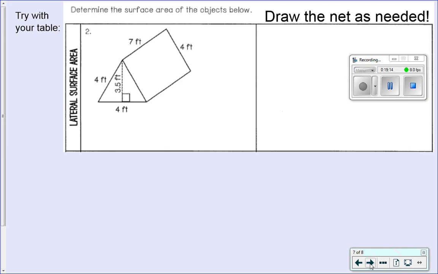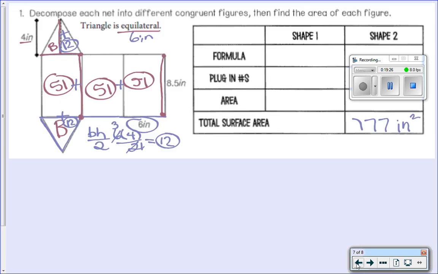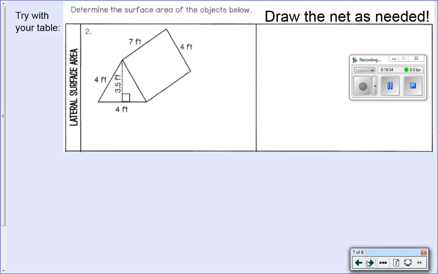Okay, so with your table, I want you to determine the surface area of this one right here, okay? If you need to draw a net, you're more than welcome to. Okay, a triangular prism's net is going to look like this one right here, okay? If you want to copy that one, that's fine. Okay, if you don't need the net, again, that's fine too. Are we good? So give you a few minutes and then we'll see how you did.